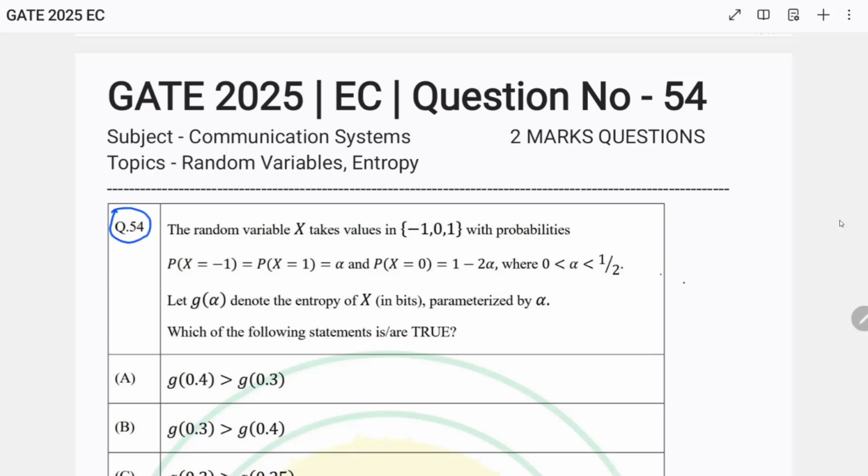The random variable x takes the values -1, 0, 1 with probabilities P of x equal to -1 equal to P of x equal to 1, and the probability value is alpha, and P of x equal to 0 is 1 minus 2 alpha, where alpha lies between 0 to 1 by 2. Let g(alpha) denote the entropy of x in bits parameterized by alpha. Then which of the following statements are true? First of all, this is an MSQ question, multiple select question.